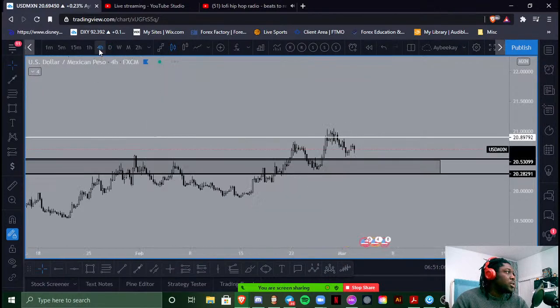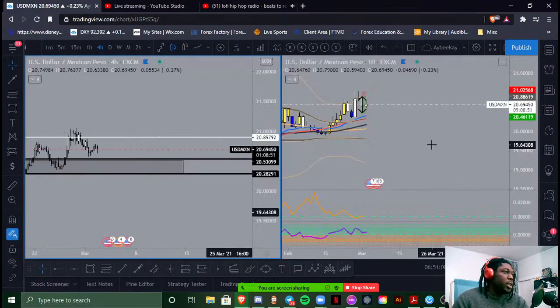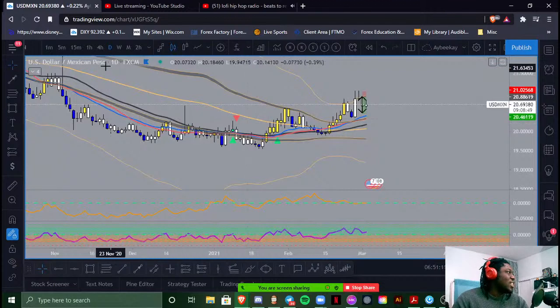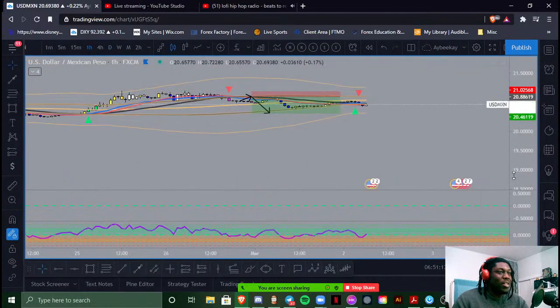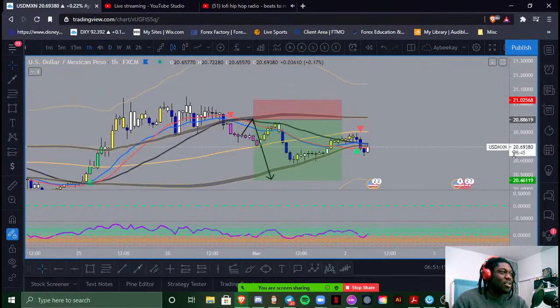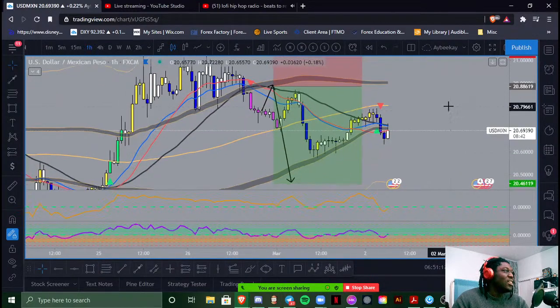Going to wait and see what USD Mexican does, but I got played over here on the 1 hour time frame. Like I said, I didn't get my sell entry. Let me see how many pips it really missed by, because this irks me.